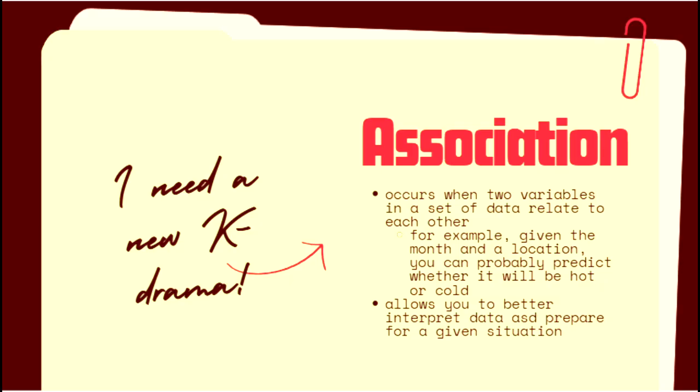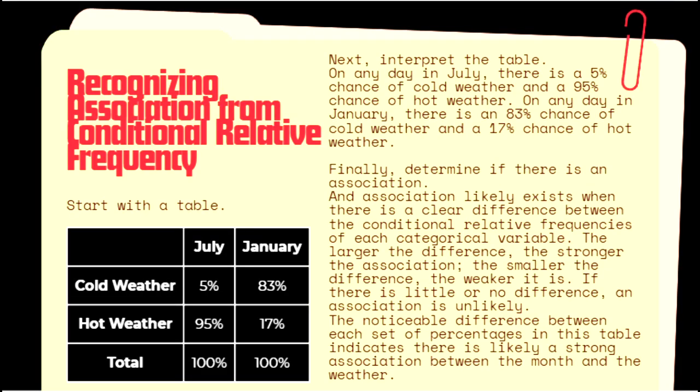Okay, this is the last part of the lesson. We're going to talk about association. It occurs when two variables in a set of data relate to each other. For example, given the month and a location, you can probably predict whether it will be hot or cold. Association allows you to better interpret data and prepare for a given situation. So recognizing association from conditional relative frequency, you start with your table, and then you're going to interpret your table. On any day in July, there is a 5% chance of cold weather and a 95% chance of hot weather. On any day in January, there is an 83% chance of cold weather and a 17% chance of hot weather.